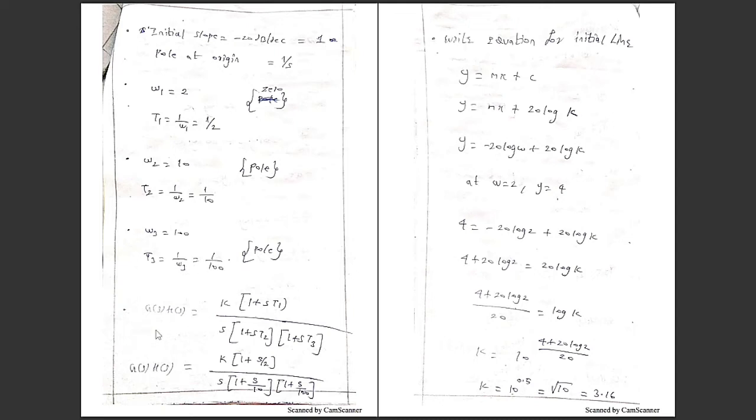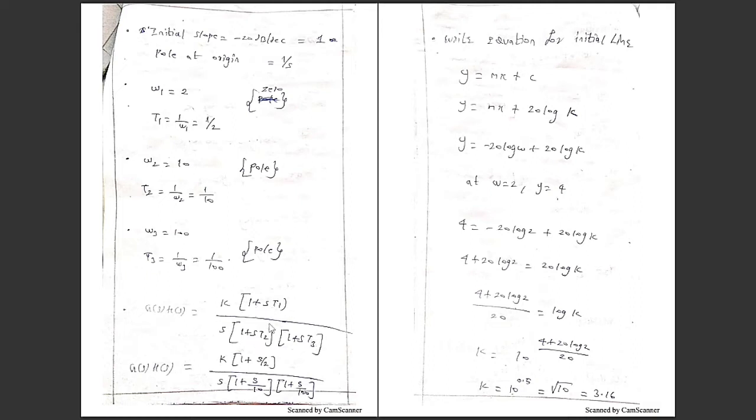So now we are going for the open loop transfer function G of s H of s, which is in the standard format. This is called the standard form of writing the transfer function, which is K into, see, we are having 1 zero, 2 poles and 1 pole at origin. So listen carefully, 1 pole at origin, 1 zero and 2 poles of single order. Therefore K into (1 plus s T1) by s into (1 plus s T2) into (1 plus s T3).